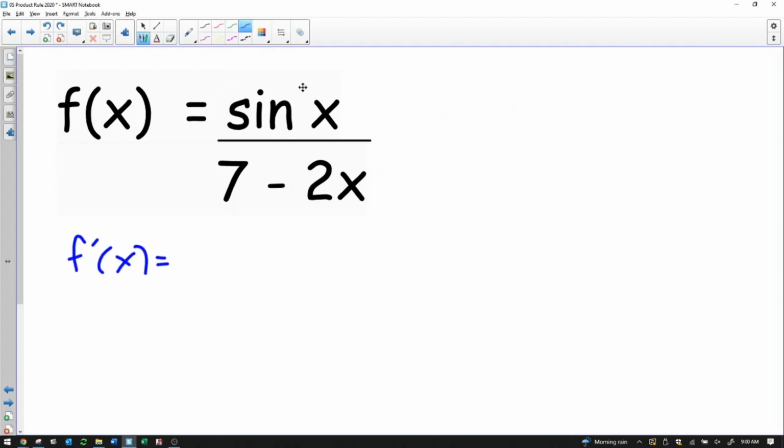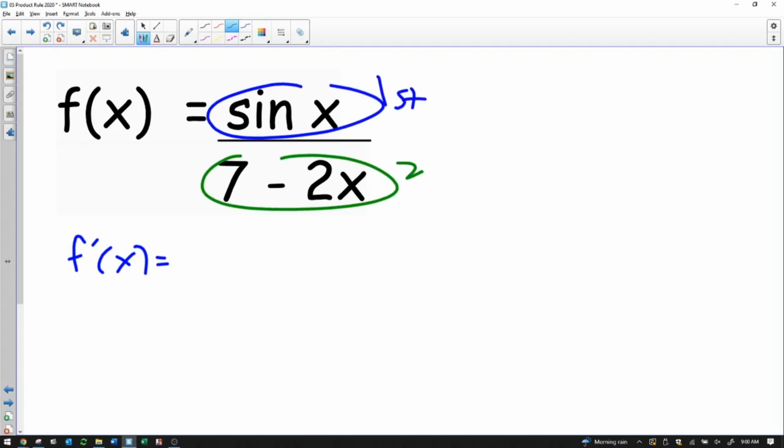This will be the first. I'm going to call this the second. And please, the first has to be your whole top, the second has to be your whole bottom. You can't just take parts of it and decide, I really only want to take the derivative of part of it, not the whole thing. Like, that's not a choice. Okay, so here we go.